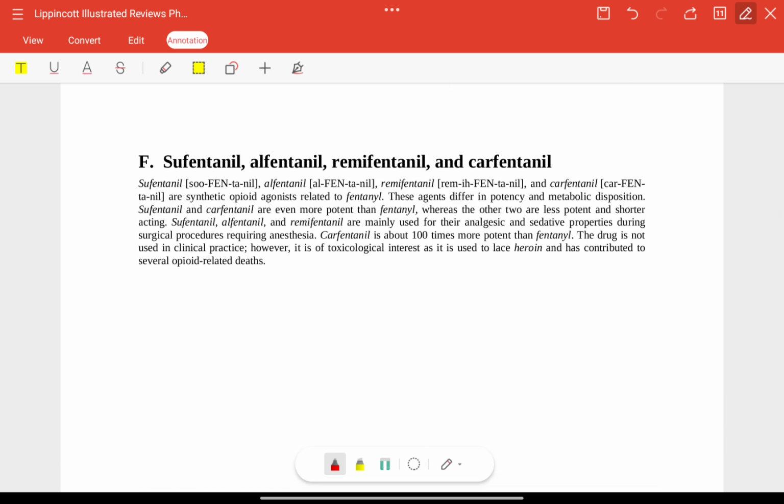Now sufentanil, alfentanil, remifentanil and carfentanil. These are synthetic opioid agonists related to fentanyl. They differ in potency and metabolic disposition.